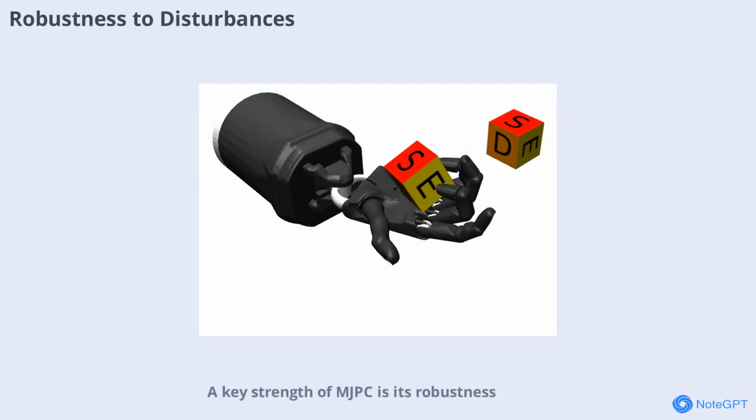A key strength of MJPC is its robustness. Whether it's a humanoid recovering from a fall or a quadruped navigating rough terrain, MJPC's planners adapt quickly to disturbances and model mismatches. This adaptability is crucial for real-world robotics where unexpected events are the norm rather than the exception.